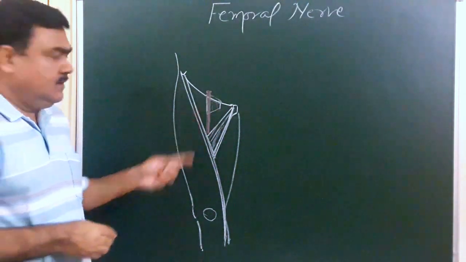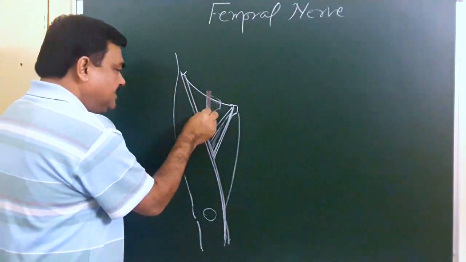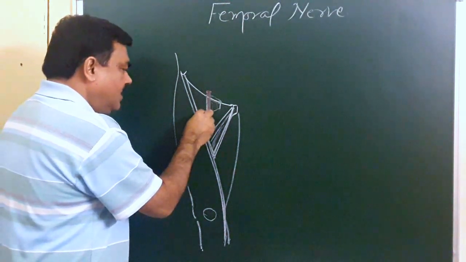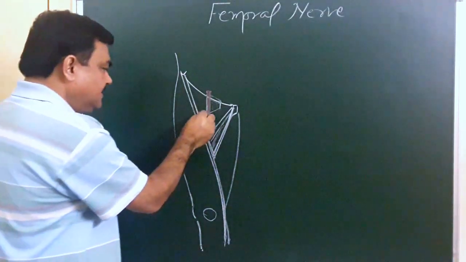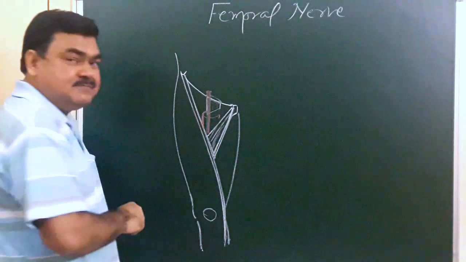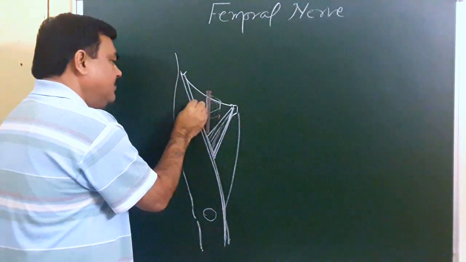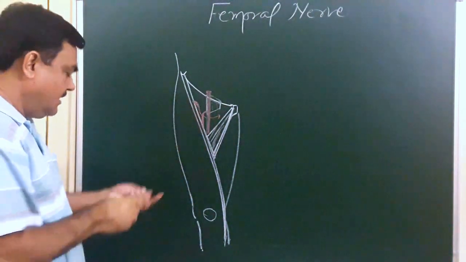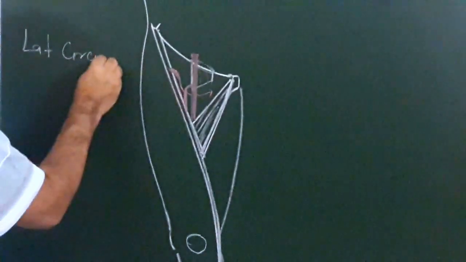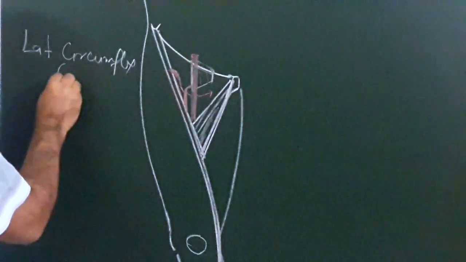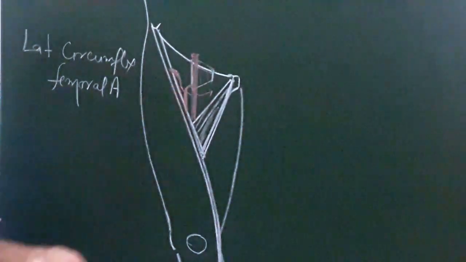Femoral artery gives three superficial branches and three deep branches, and one of its deep branches is the profunda femoris. This is the profunda femoris artery. This profunda femoris again gives the medial circumflex femoral and lateral circumflex femoral. This is the lateral circumflex femoral artery, which is a branch of the profunda femoris artery.